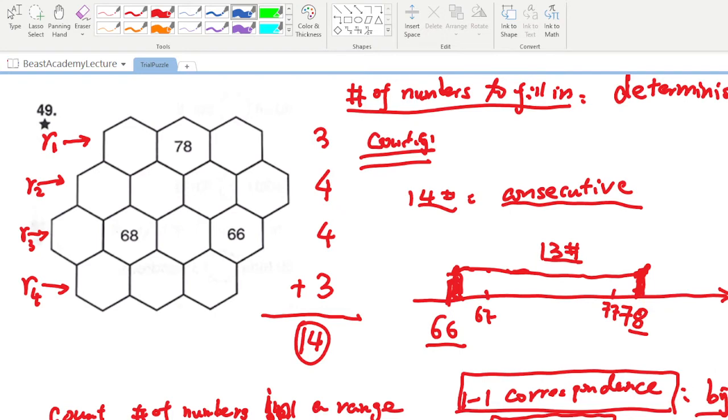You need to add one number to fill in this diagram. Is it either 65 or what? Or it can be 79. Because I have 13 numbers here, I'm only missing one number, and they need to be consecutive. So I either need to fill in the 65 or I need to fill in the 79. Any questions so far?